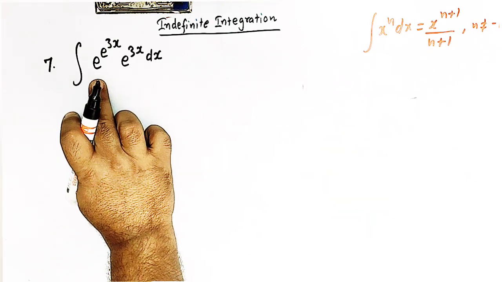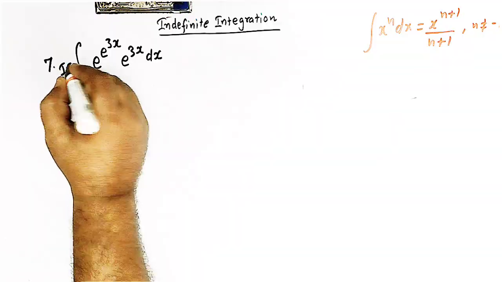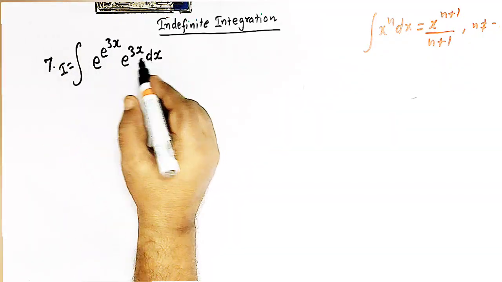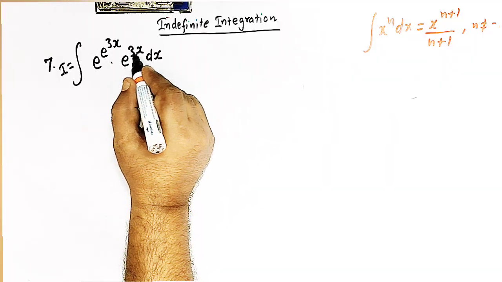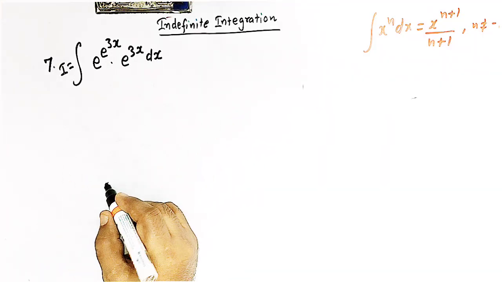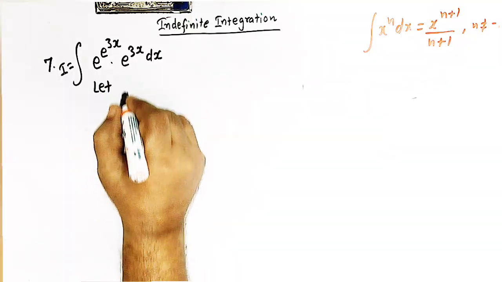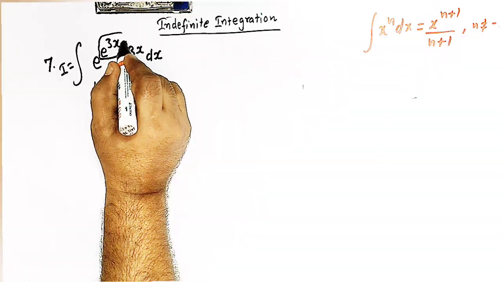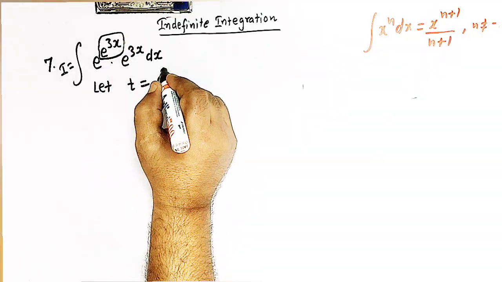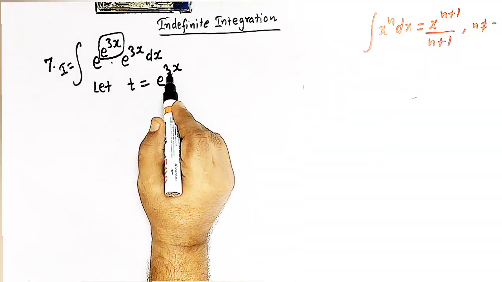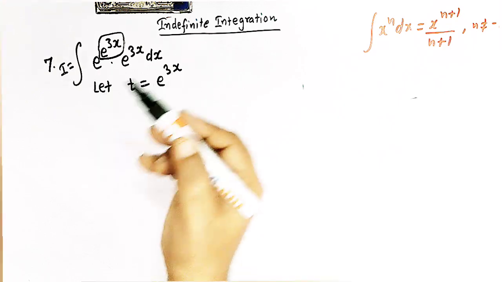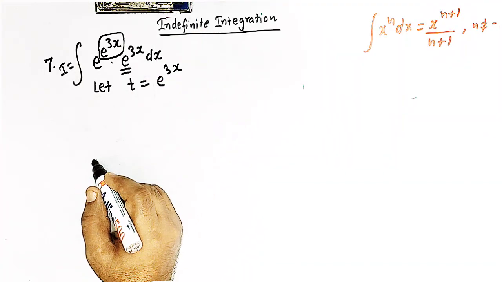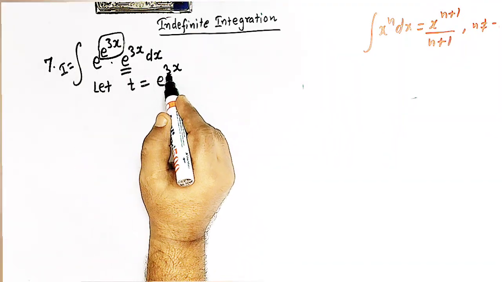So now consider this problem. Here we have to find the indefinite integral of e raised to 3x dx. Here we are going to make this substitution, that is t is equal to e raised to 3x, because when we differentiate e raised to 3x, we have an expression involving e raised to 3x. So taking t is equal to e raised to 3x.